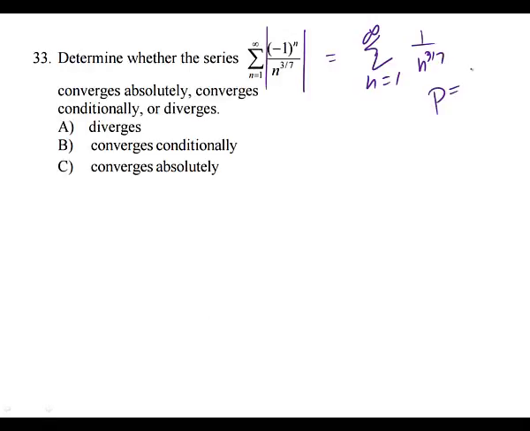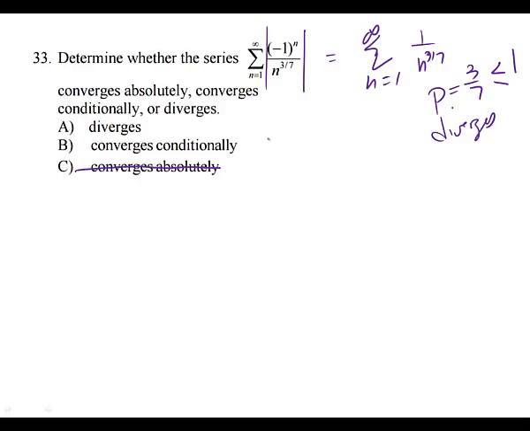What is your p equal to? 3/7, which is less than or equal to 1. So what is that, converge or diverge? Diverge. So that means I cannot converge absolutely. Okay, it's either conditional or it diverges overall.